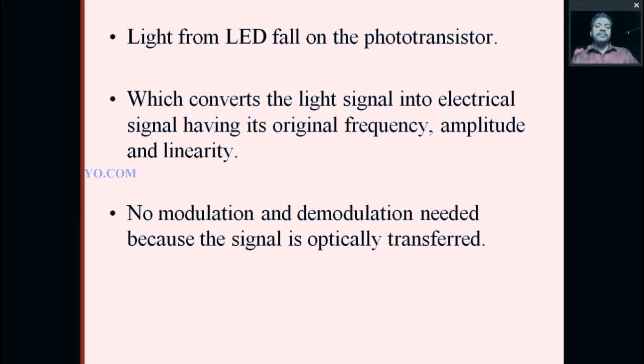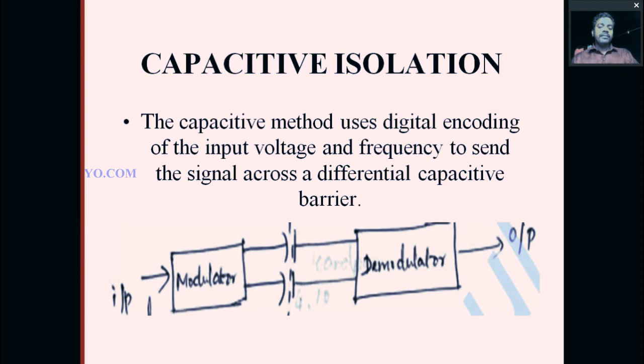Right, so that is the optical transmission. No modulation and demodulation is needed because the signal is optically transferred. Here there is no need for modulation and demodulation. Directly we can use the received signal. So this is optical isolation. Next, and the last one, is the capacitive isolation.